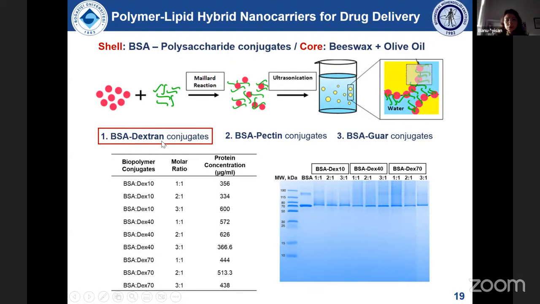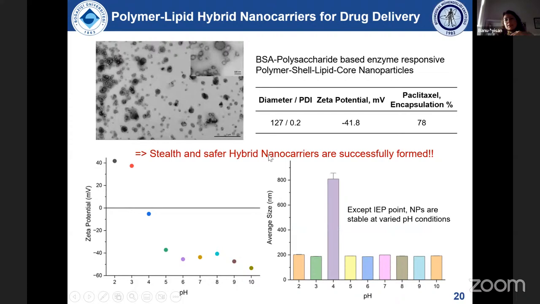So afterwards, we produce this lipid core with the albumin polysaccharide based coating. Here you see the results. So we could have even smaller nanoparticles with this approach, which we were happy about. We could also encapsulate paclitaxel in a higher amount, as you can see here. So now this is also a bit of ongoing work.